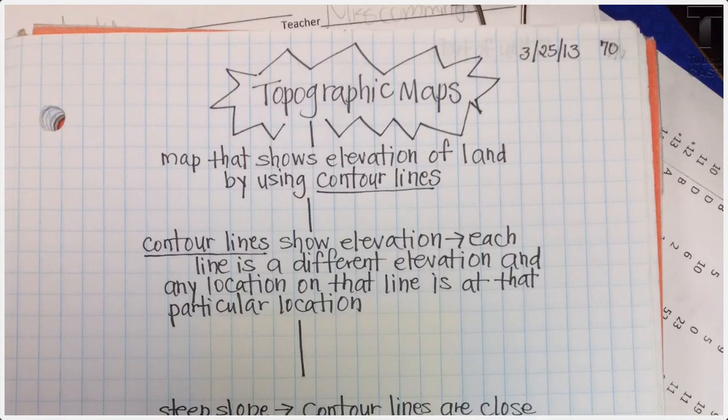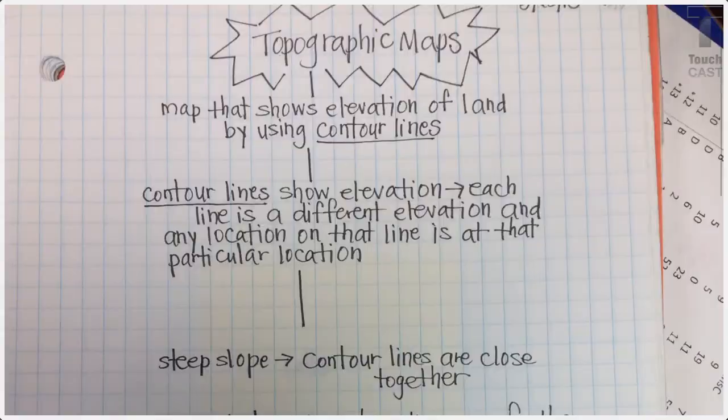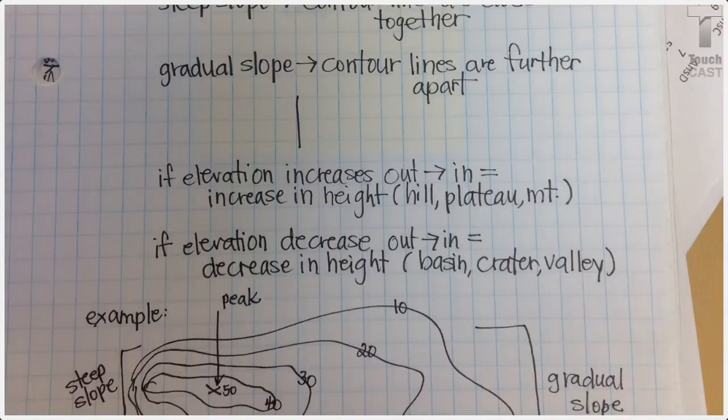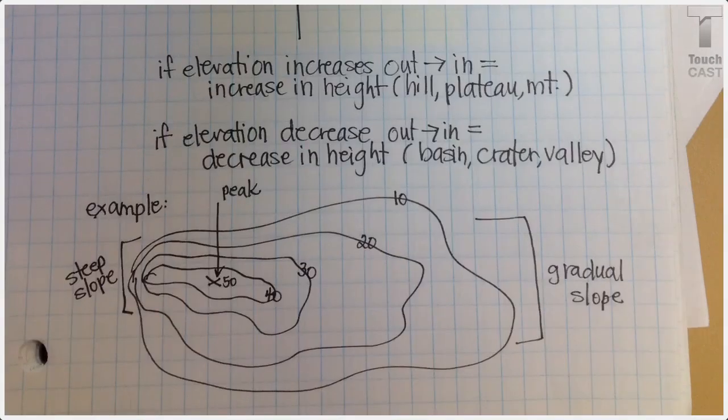Contour lines show elevation. Every point on a particular line is at a particular elevation, either going up or going back down. The steeper the slope, the closer together the contour lines are. The more gradual the slope, the further apart the contour lines are, and our elevation is not quite as great. If the elevation increases from outward to inward, it's an increase in height. If it decreases from out to in, it's a decrease in height.